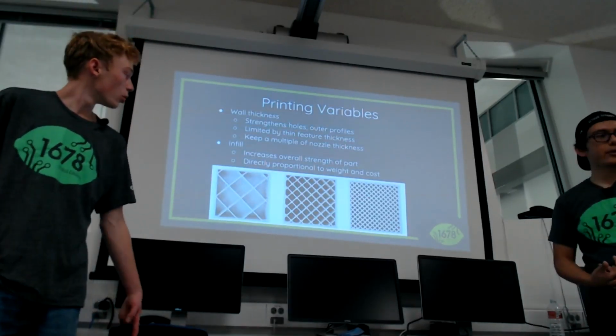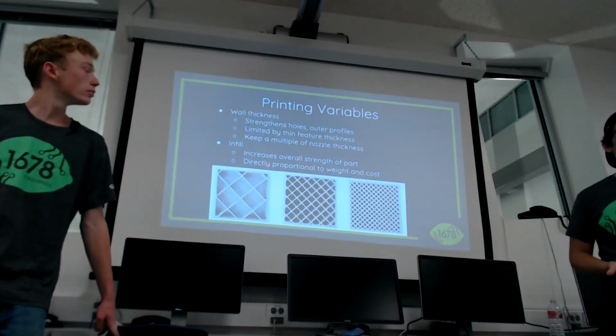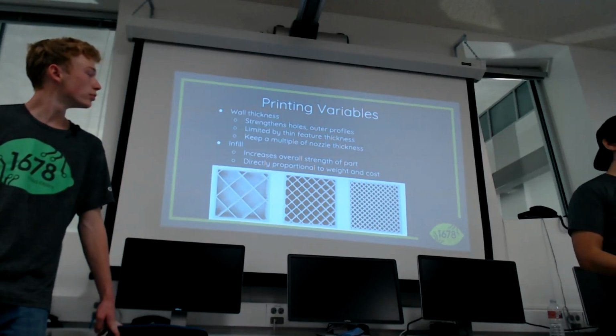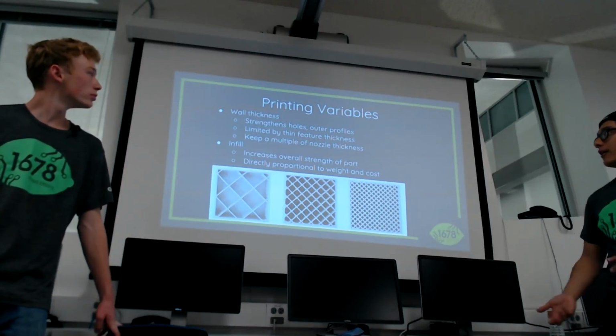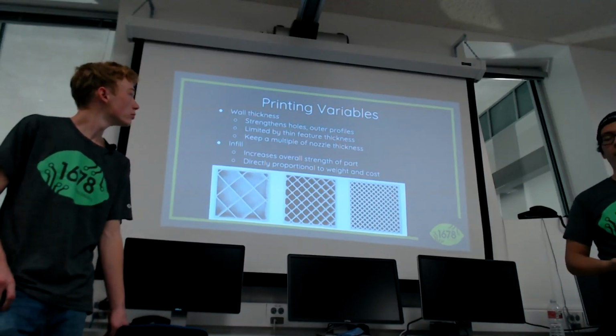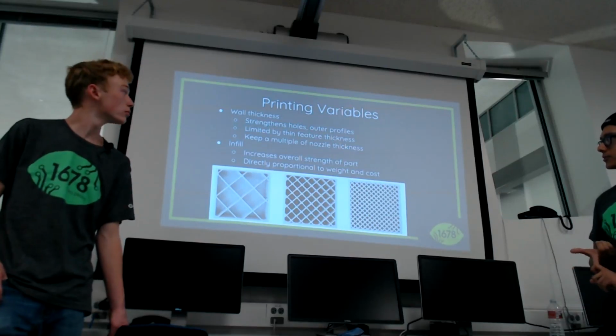Wall thickness is critical to the strength of your part. And the nice thing about 3D printing is you can increase or decrease the wall thickness at any area you want. Whenever you have a bolt or feature that's going through your part, you're going to want to use a thick wall.